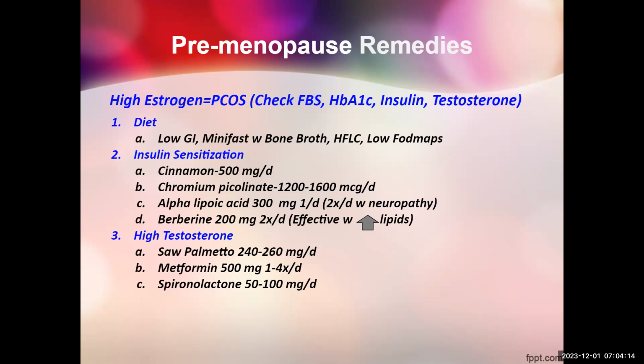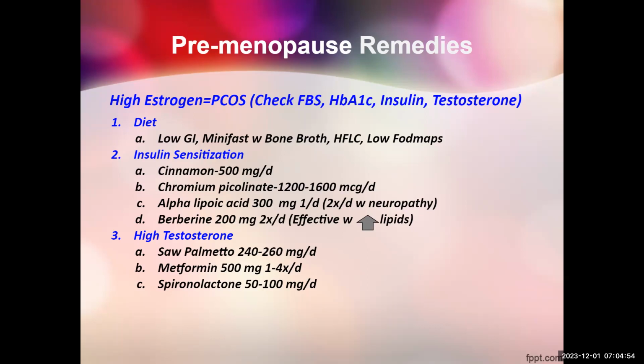Okay. So the PCOS treatment protocol. Low glycemic index diet, and we've gone to gluten-free pretty much for all of these folks now. Mini fast is your sort of intermittent fasting with bone broth. That's what we called it a while ago. High fat, low carbohydrate diet, low FODMAPs diet, something along those lines. For insulin sensitivity, cinnamon chromium combination. We're actually using berberine and chromium now.